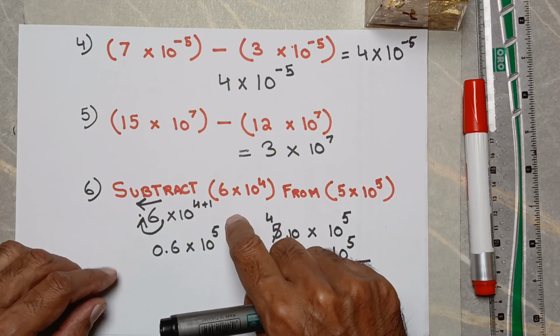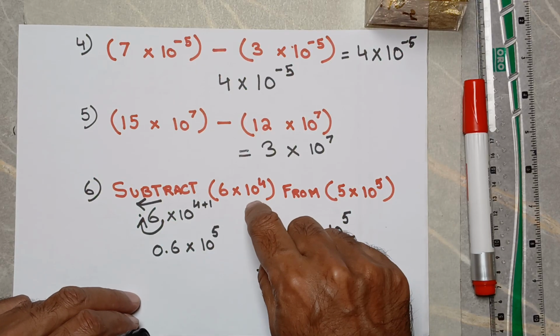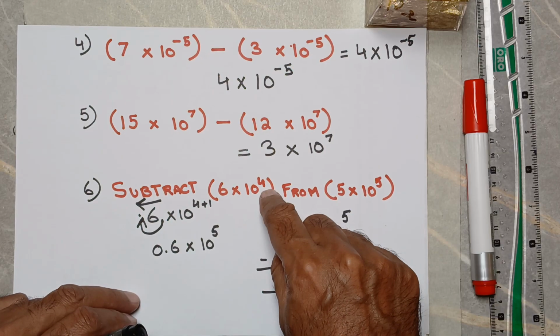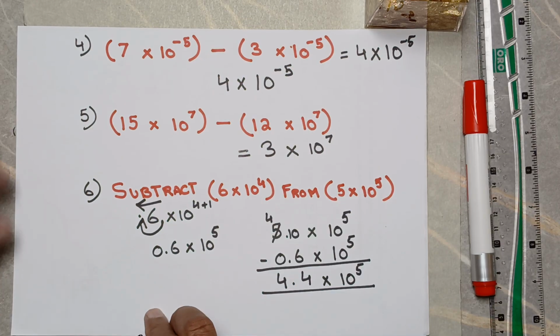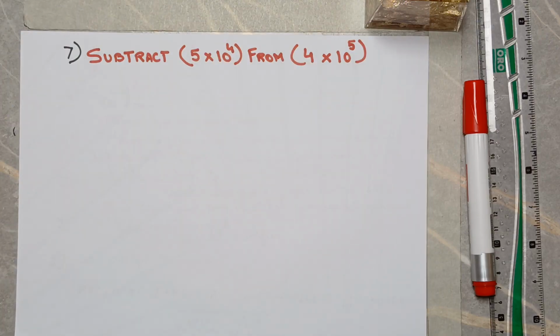Simply remember that while subtracting such type of problems where you have to increase the exponent power, simply pick up that exponent power which is lower in value. So that's why we have picked up this 10 raised to the power 4. It was our question number 6. Now let me change the page.